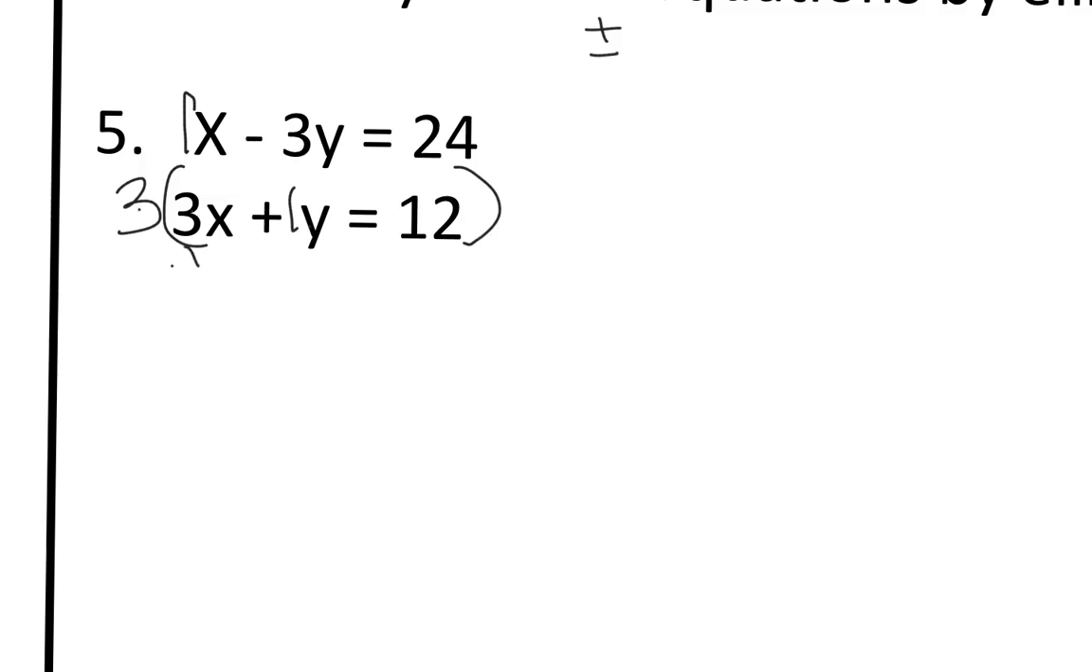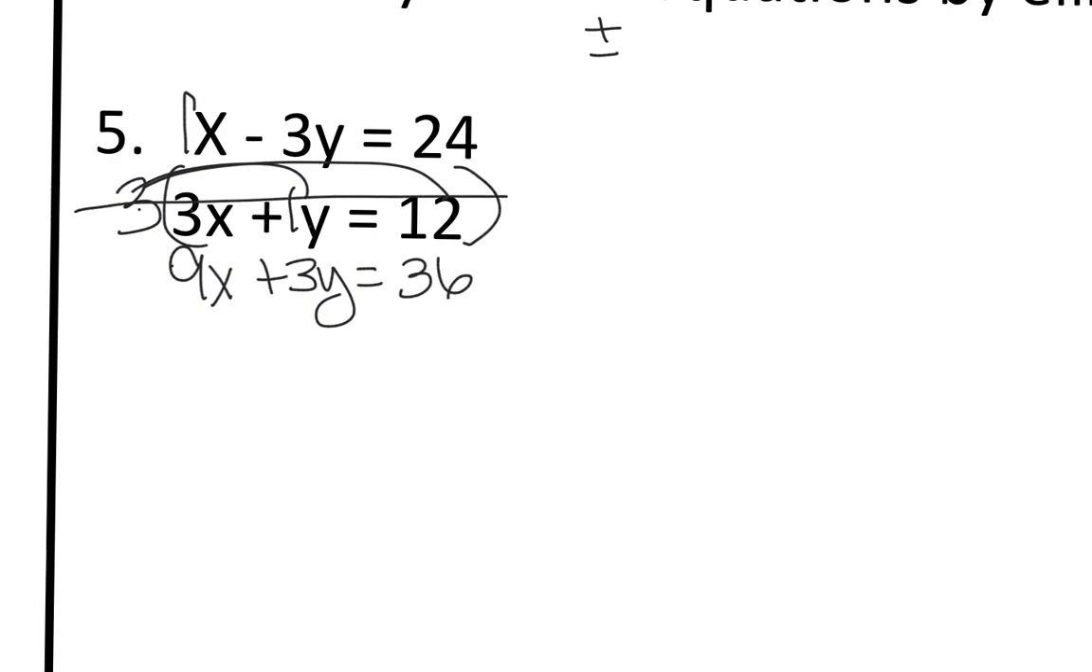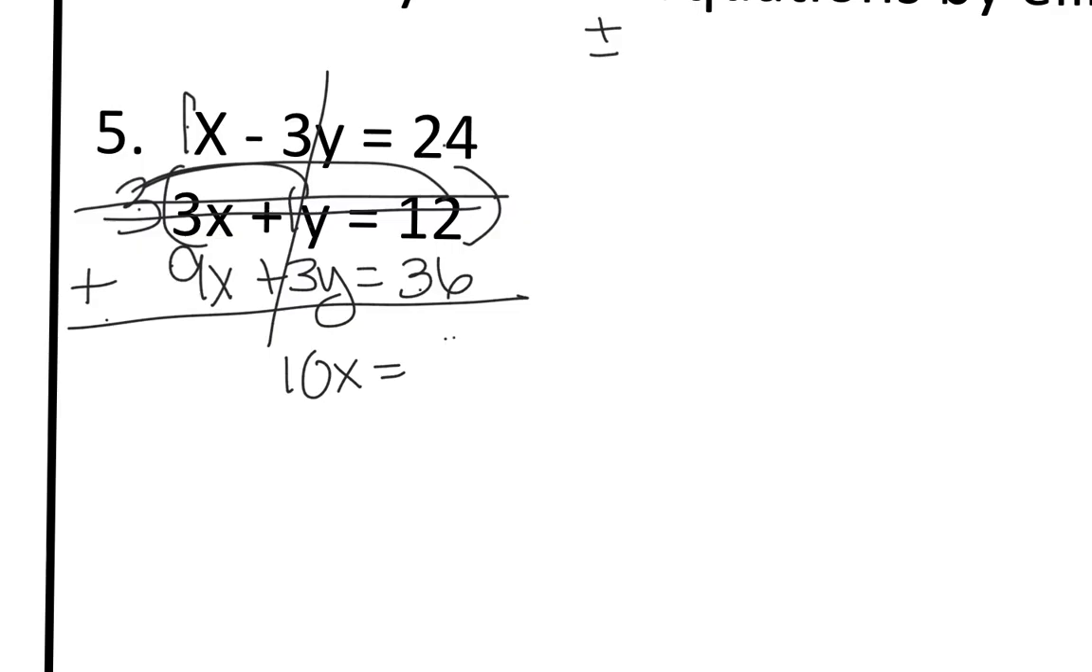3 times 3x is 9x. 3 times y is plus 3y. And 3 times 12, don't forget, you have to multiply it by everything. So now we do away with that equation. This is our new one. And if we add these together, my y's cancel out. So 1x plus 9x is 10x. 24 plus 36 is 60. So x equals 6.